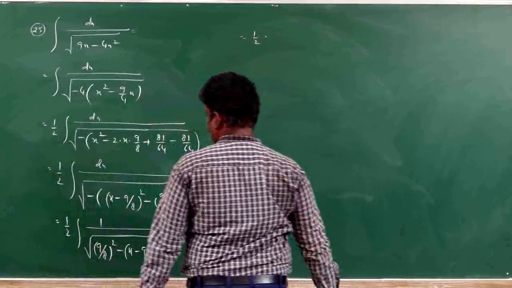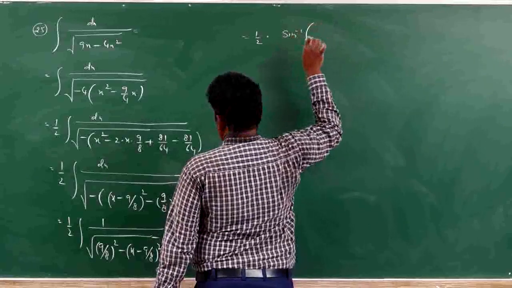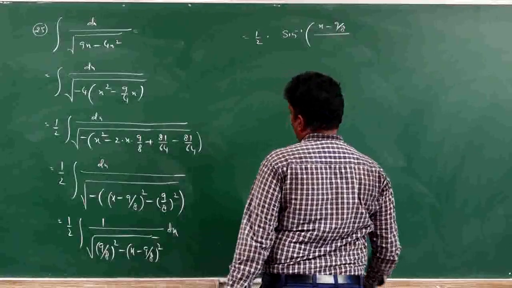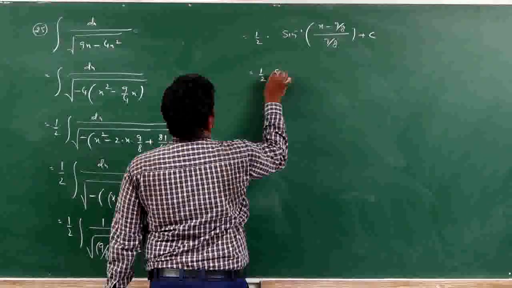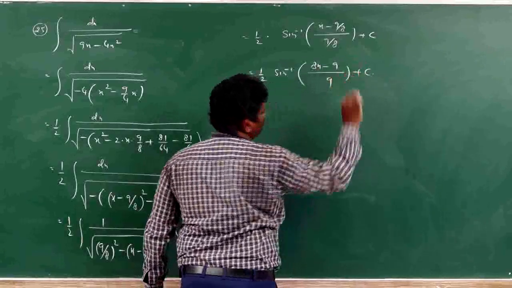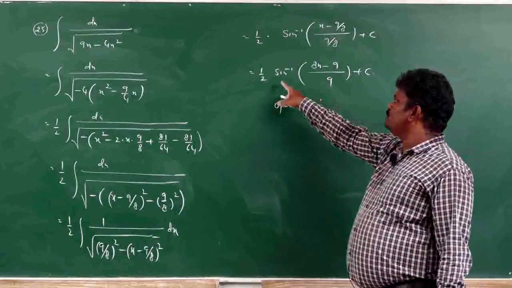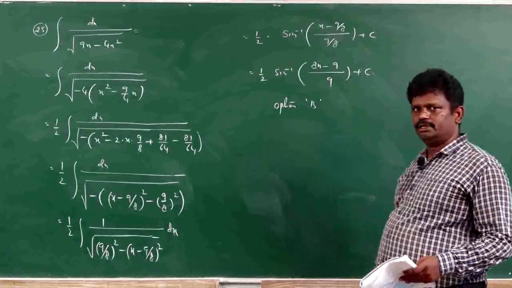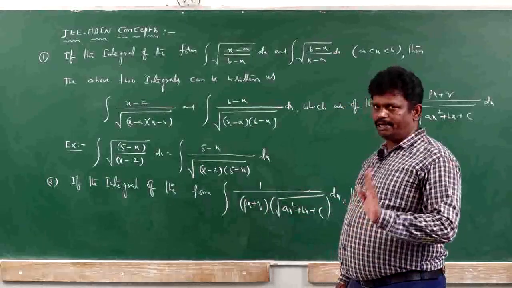So that is equal to 1 by 2 into sin inverse of x minus 9 by 8 divided by 9 by 8 plus c, which finally is 1 by 2 sin inverse of 8x minus 9 by 9 plus c. In the given options, that is option B. So exercise 7.4 is completely over.